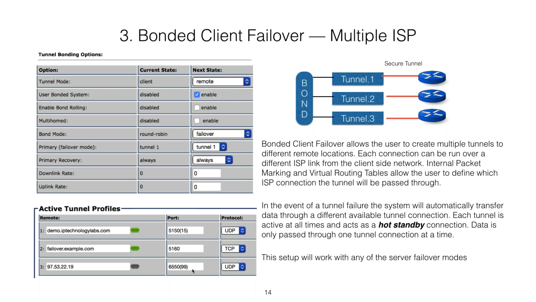And then within the virtual routing tables, I can say any packets that are marked 15, I want to go out ISP number 1. Any packets that are marked 99 go out ISP number 2. So this is how you set up multiple tunnels, and then using our virtual routing tables, you can send each of those tunnels out through a different ISP.